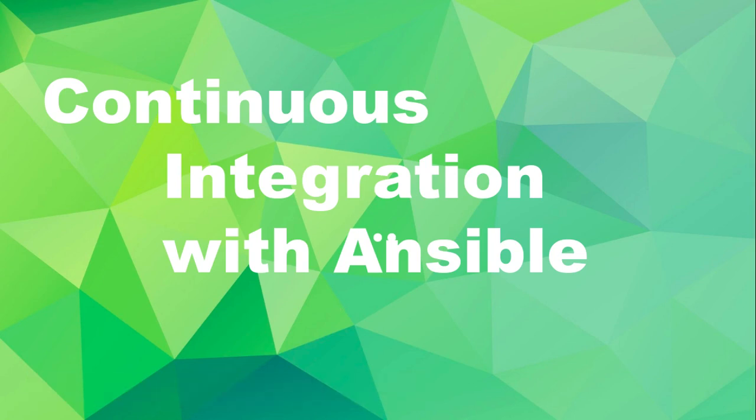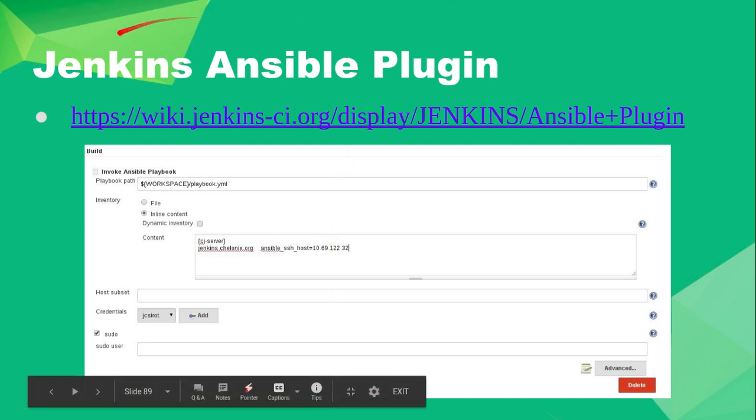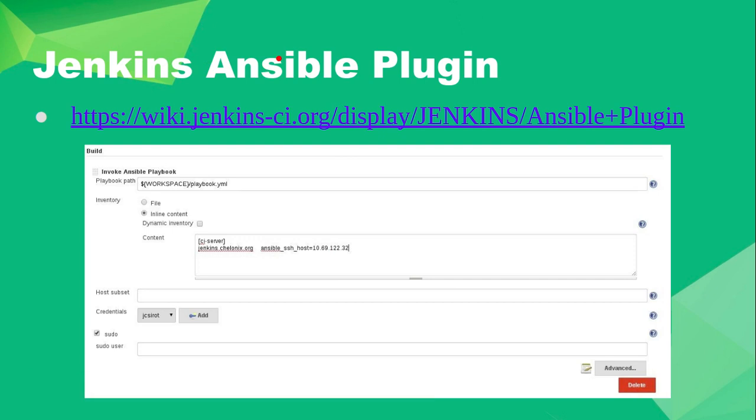Now let's say you want to put this Ansible in a continuous integration pipeline. So how can we do this? First we need to install the Jenkins plugins. First we need to install the Jenkins Ansible plugin. Once that is done, in Jenkins we have the option to invoke an Ansible playbook, where we can give the playbook path. And then you can add it.